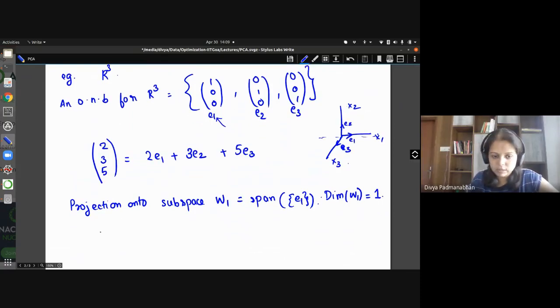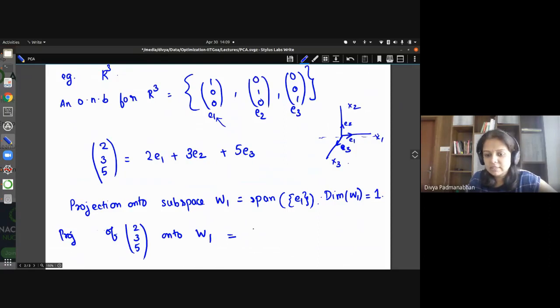Okay, so now if I want to project this vector 2 3 5 onto W1, the projection is just 2E1. So the projection of 2 3 5 onto W1 is just the nearest vector. If you consider all the vectors in this W1 space, what is the one that's nearest to this 2 3 5 vector? That will just be 2 0 0.